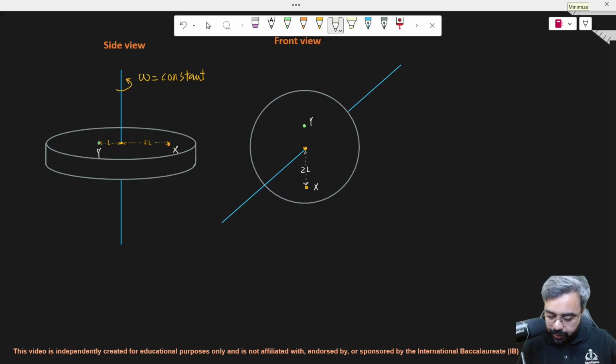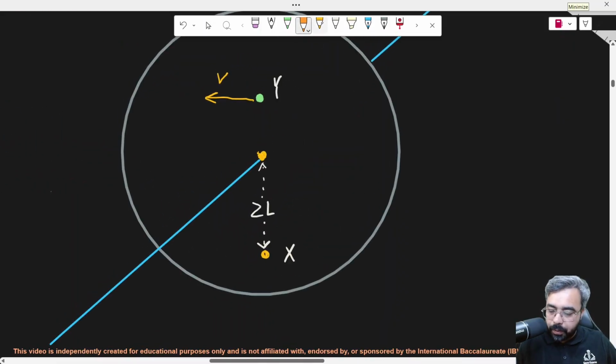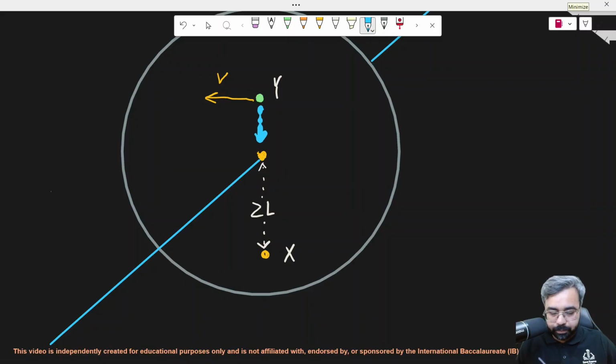So the question is, if the point Y, or any object which is placed at point Y, has a speed, a tangential velocity v, then what will be the velocity of the point X? And what will be the centripetal acceleration of X if the centripetal acceleration of Y is a? Now you know that the centripetal acceleration is always directed towards the center. So let's say a is the centripetal acceleration.